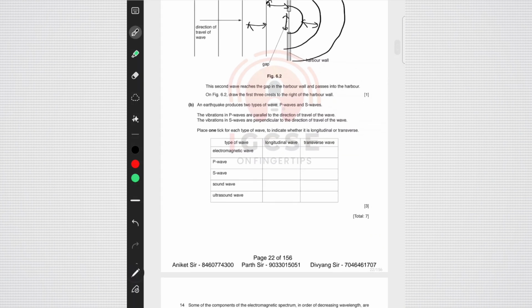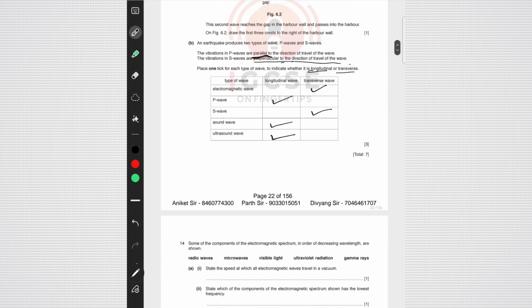An earthquake produces two types of waves, P waves and S waves. The vibrations in P waves are parallel to the direction of travel. The vibrations in S waves are perpendicular to the direction of travel of the wave. Place one tick on each type of wave to indicate whether it is longitudinal or transverse. So electromagnetic is transverse. P wave, it's parallel. Parallel is longitudinal. S wave, it is perpendicular, so transverse. Sound wave is longitudinal. Ultrasound is also longitudinal. Ultraviolet is transverse.